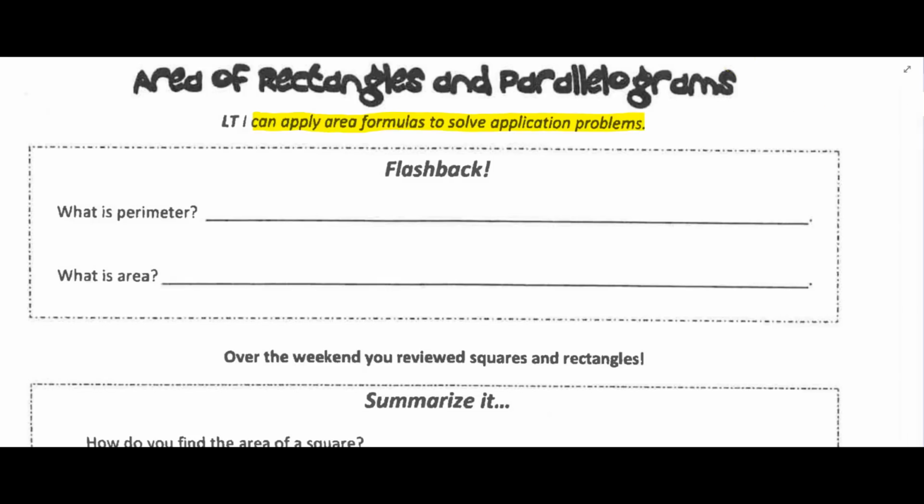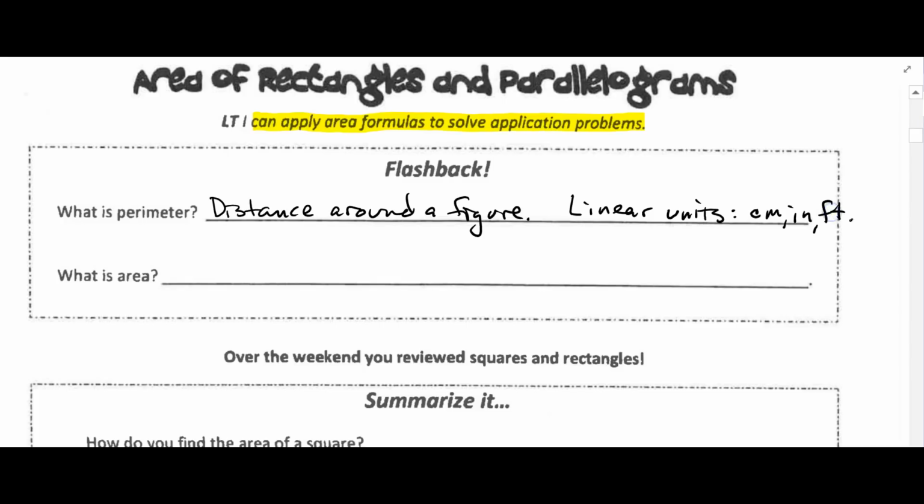So let's flash back here and talk about perimeter and area in general. So what is perimeter? If you remember, perimeter is the distance around a figure. So if you were to walk around a figure, how far would you walk? And we use linear units, like centimeters or inches or feet, so linear units.